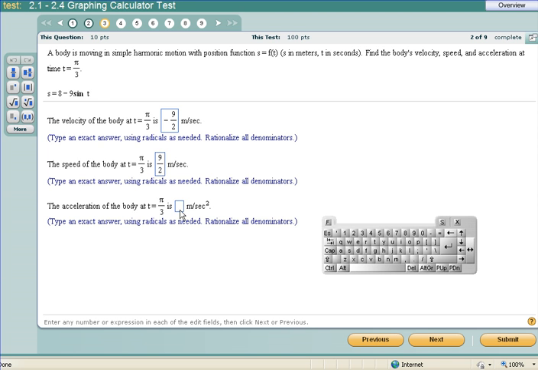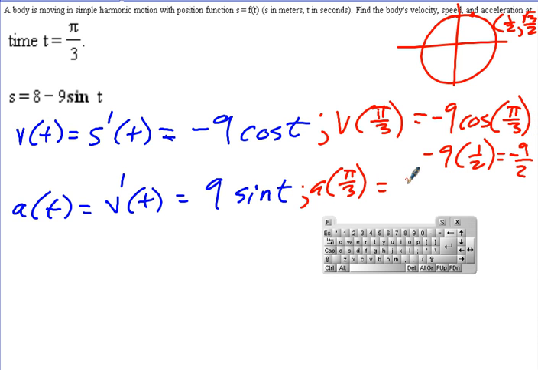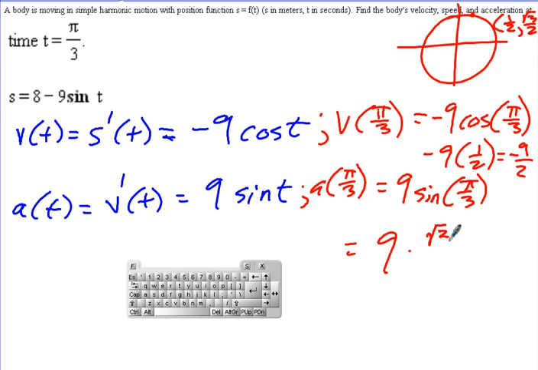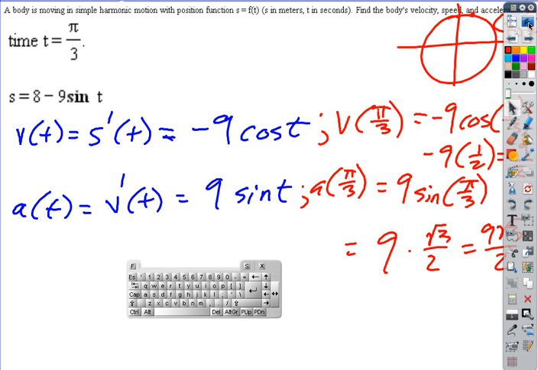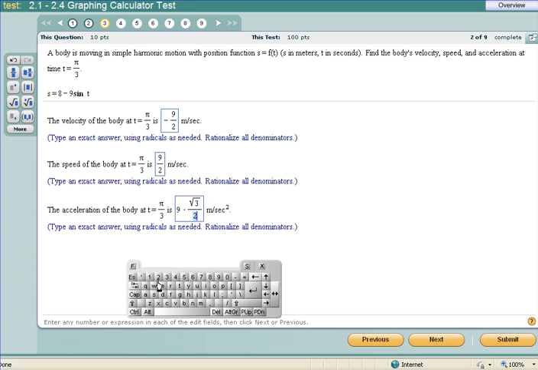Okay, and then the acceleration. Well, we got to go back and look. Acceleration at pi thirds is just 9 times sine of pi thirds. So that's square root of 3 over 2. Okay, so that's going to equal 9 times square root of 3 over 2, so just 9 radical 3 over 2. Or I could put the 9/2 out front, doesn't matter. All right, so let's plug that in. 9 times square root 3 divided by 2. Okay, make sense?